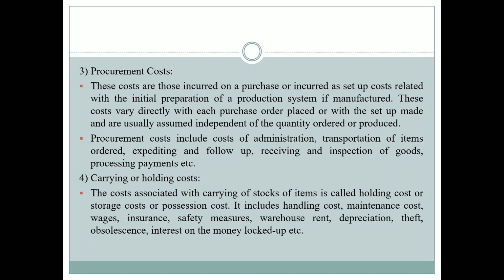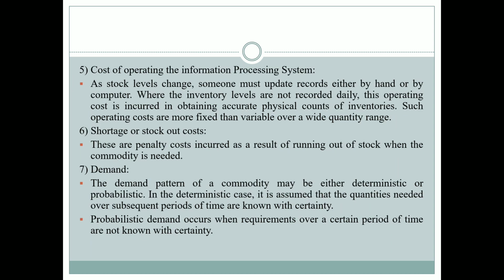The next one is carrying or holding costs. The costs associated with carrying stocks of items are called holding costs, storage costs or possession costs. They include handling cost, maintenance cost, wages, insurance, safety measures, warehouse rent, depreciation, theft, obsolescence, interest on the money locked up, etc.